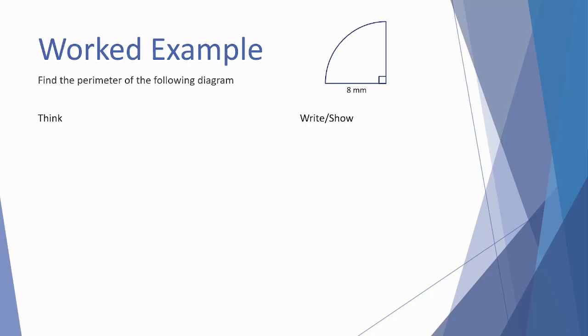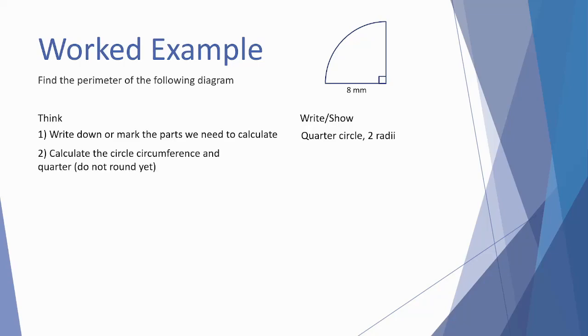So I'm going to start off by writing down what parts of the circle I need to calculate. This way I can go through and make sure I've got everything. Now I might do this by drawing it on the diagram and highlighting each part, or I might just write it down. I've got a quarter of a circle and then I've got the 2 radii. Next, I'm going to calculate the circumference of a whole circle, and then I will quarter it because we're looking at 1/4 of a circle.